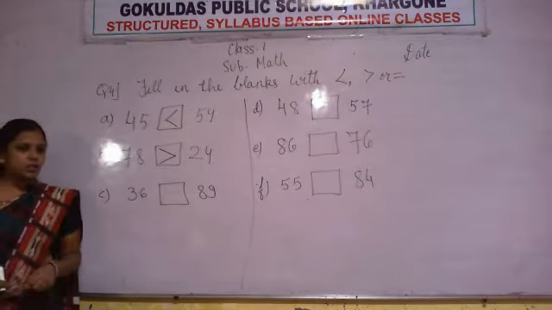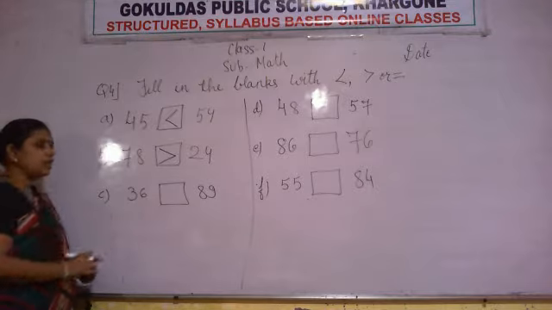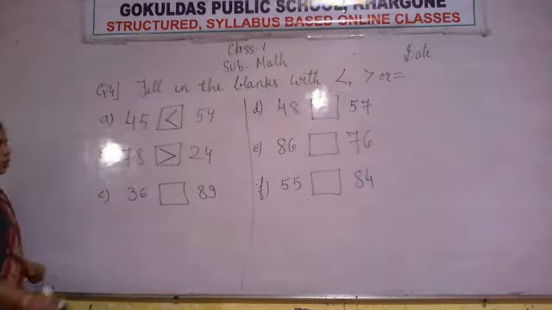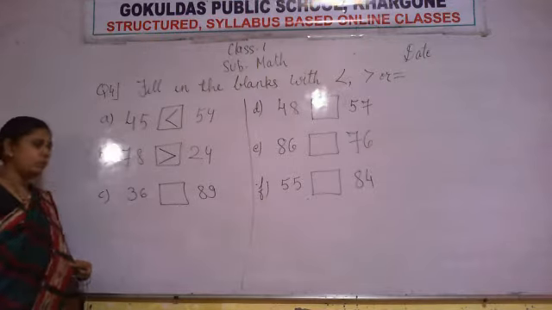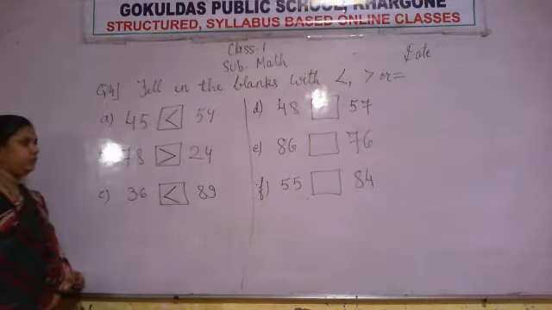Now see the next question. The numbers are 36 and 89. So 36 is the smaller number and 89 is the bigger number. So the sign of less than.